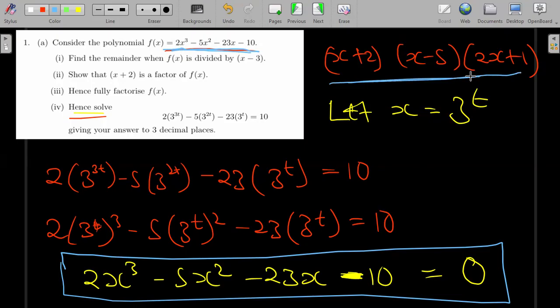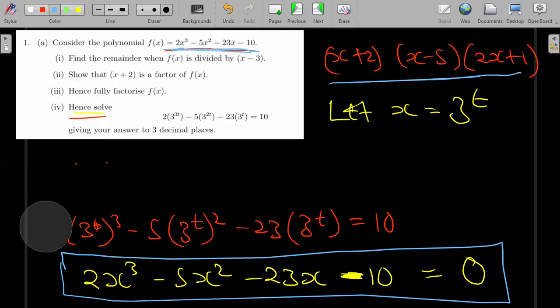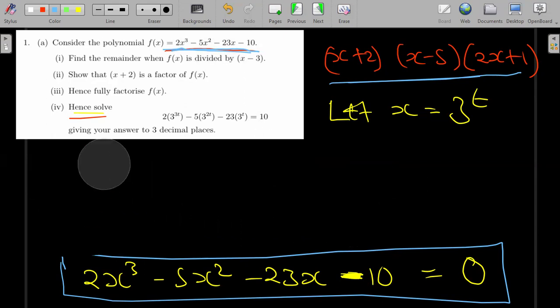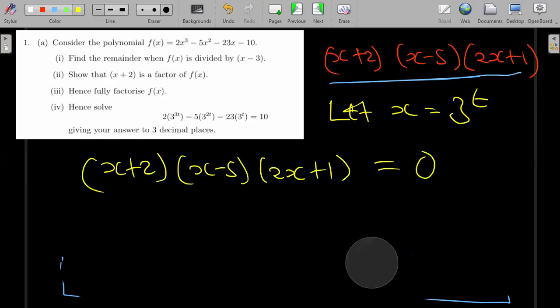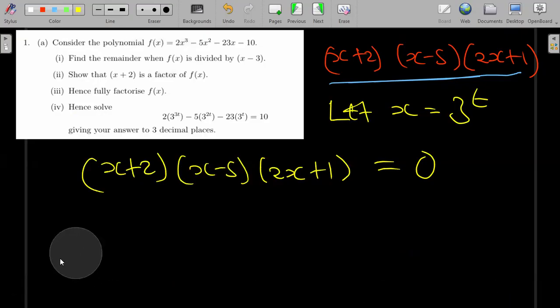So it means what I have in blue, when we factorize it completely, we are going to get that same thing. But now we'll equate it to 0. So we'll get x plus 2, x minus 5, and then 2x plus 1 is just going to be equal to 0. And then from here, we can now solve for the value of x.